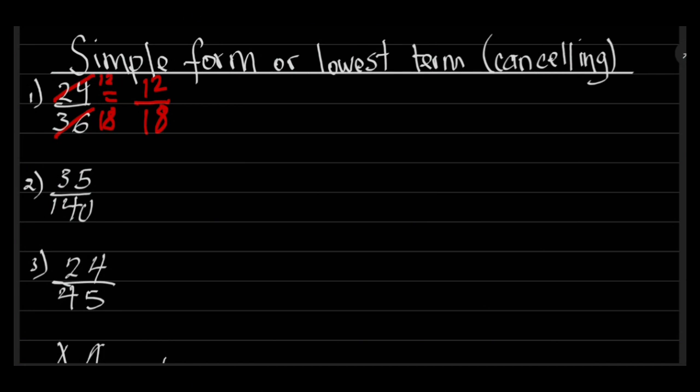Yet still we can divide by 2. 2 into 12 would be 6, 2 into 18 would be 9. And that will give us 6 over 9. We can still cancel out. 3 into 6 would be 2, 3 into 9 would be 3. So our final value becomes 2 on 3. So this is the lowest term. We cannot cancel anymore.